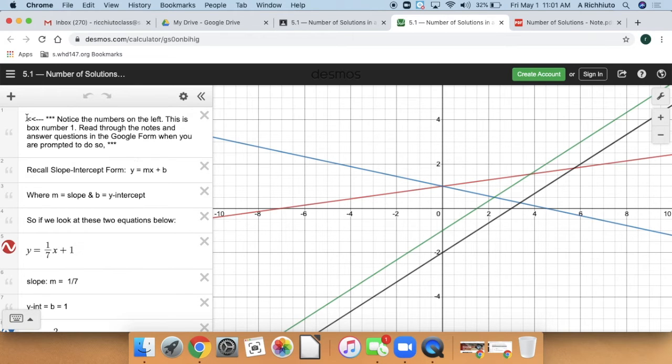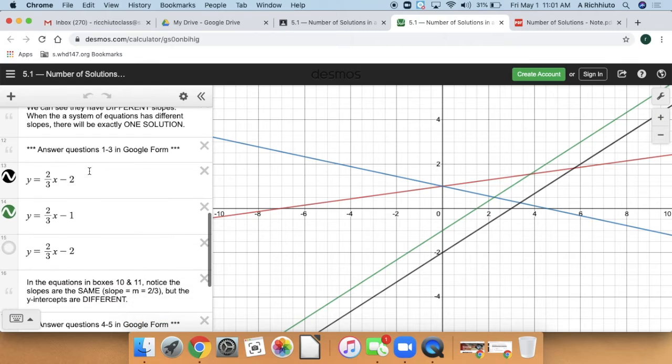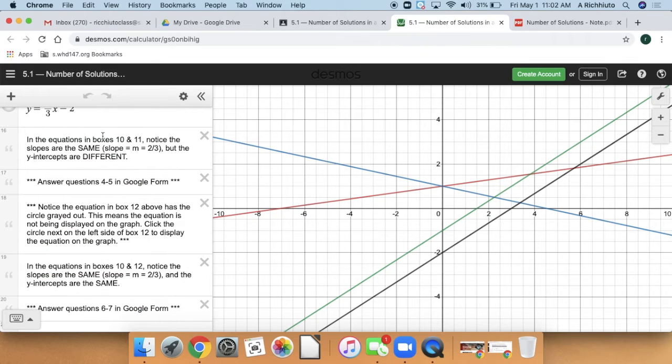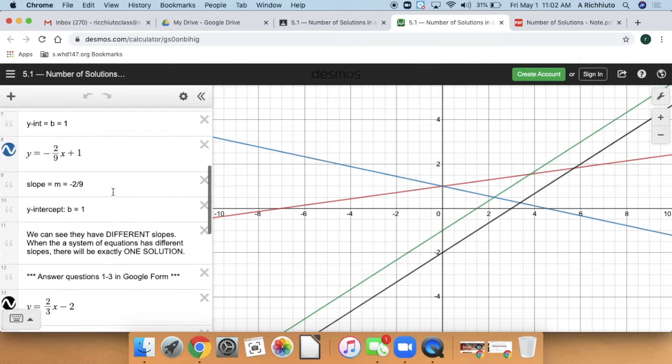So take a look over here on the left side of the screen. It says, notice the numbers on the left. This is box number 1, so right up here where it says number 1. We're going to read through the notes and answer questions in the Google form when you are prompted to do so. The numbers are only important because we talk about them in some of the other notes here. It asks you to take a look at boxes 10 and 11 right here. Okay, so just keep that in mind.